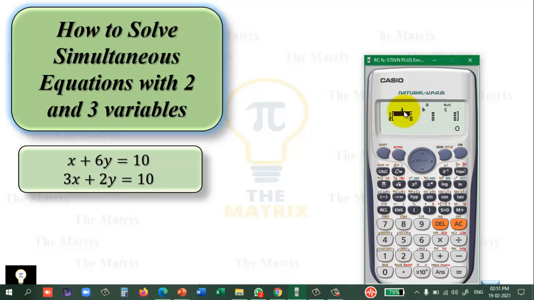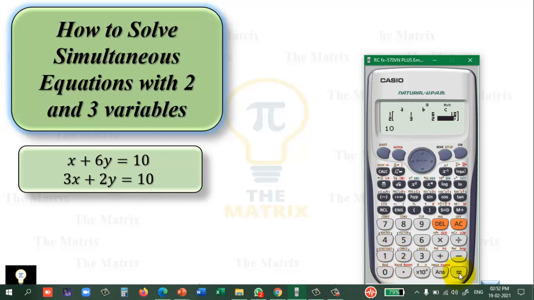After choosing 1, it is asking for the x and y coefficients and the RHS. So it is asking for a 2 by 3 matrix. So let's put the values. From the first equation we have the coefficients 1, 6 and RHS is 10. So let's put them as the first row. So 1, then push the equal button, 6 and 10. For the second equation we will be putting 3, 2 and 10. So 3, 2 and 10.